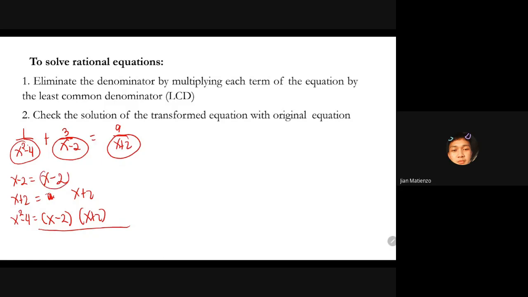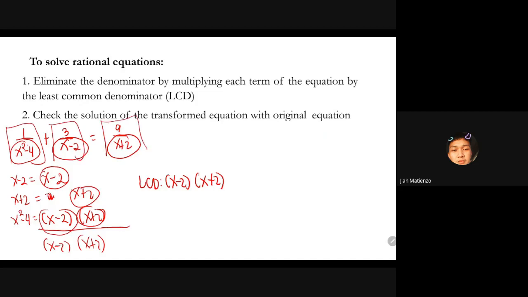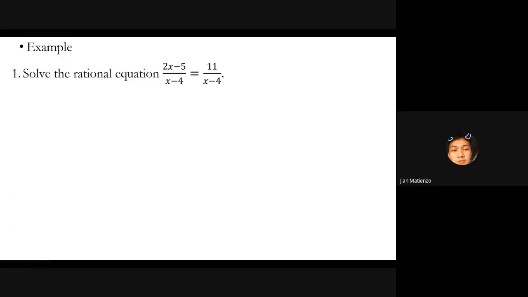Notice na pareha silang x minus 2, so isa lang yung kukunin natin. Ito namang x plus 2, parehas lang din sila, so isa lang din ang kukunin natin. Then, the LCD now is x minus 2 and then x plus 2. This LCD as x minus 2 and x plus 2 will be the one to multiply to each of this term. Okay? Nasa LCD pa lang tayo, hindi pa tayo nagso-solve. Okay, let's use this concept of LCD to solve this example.